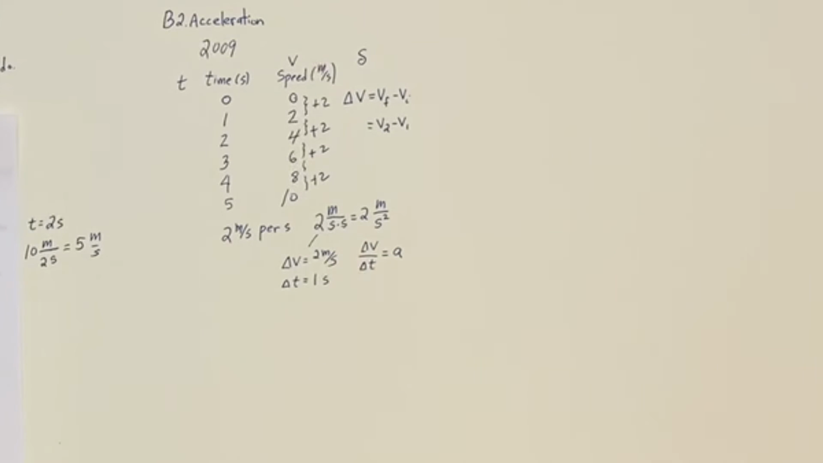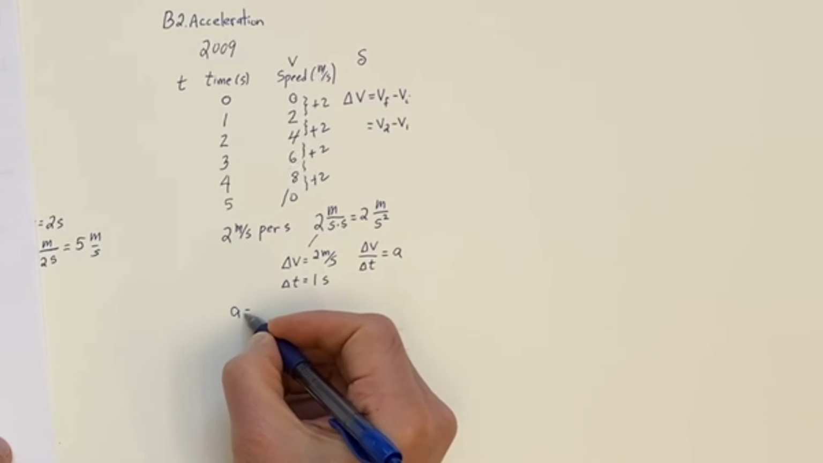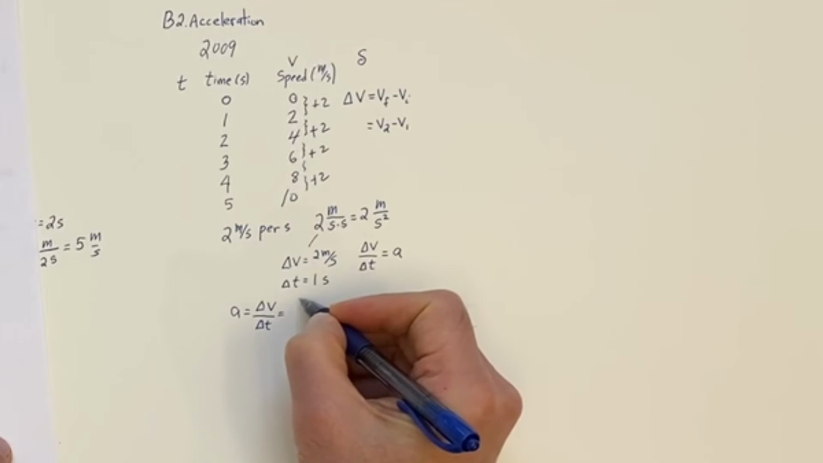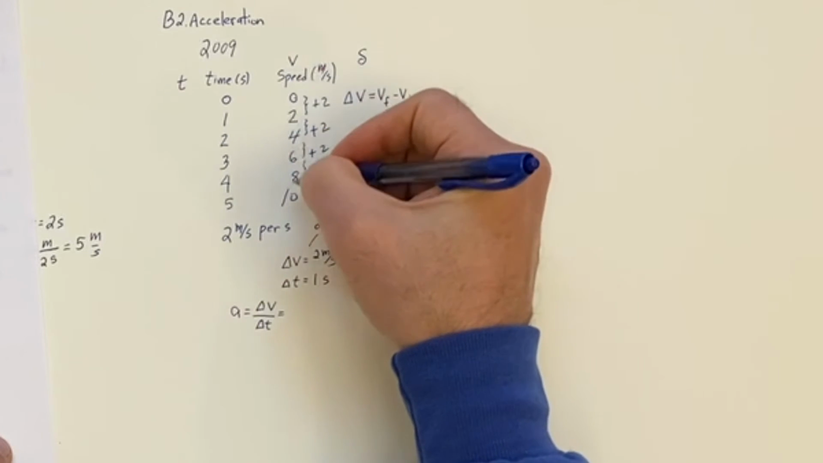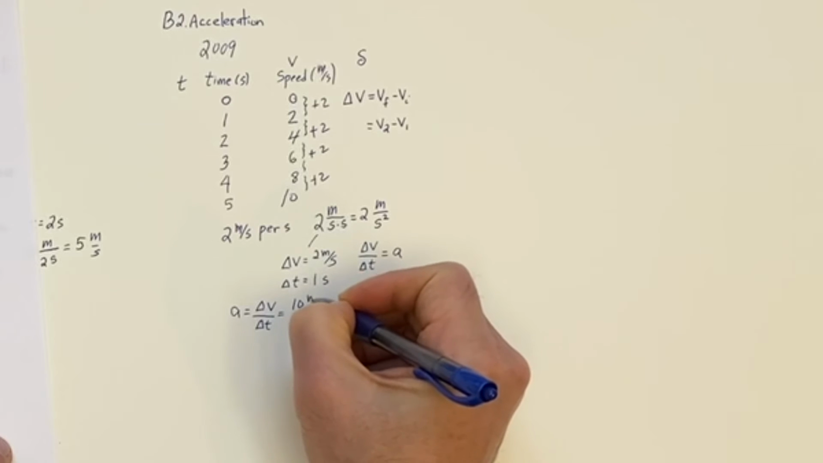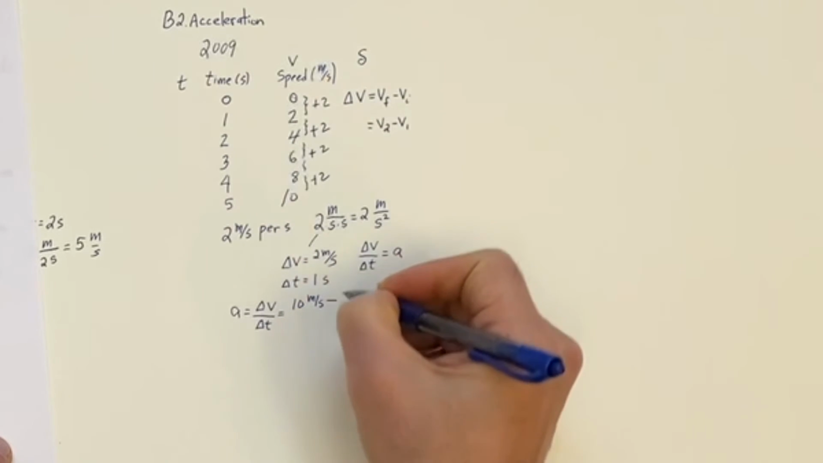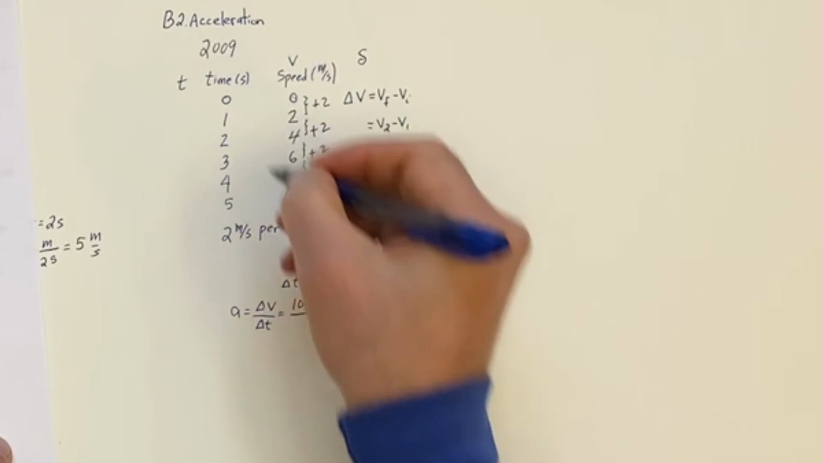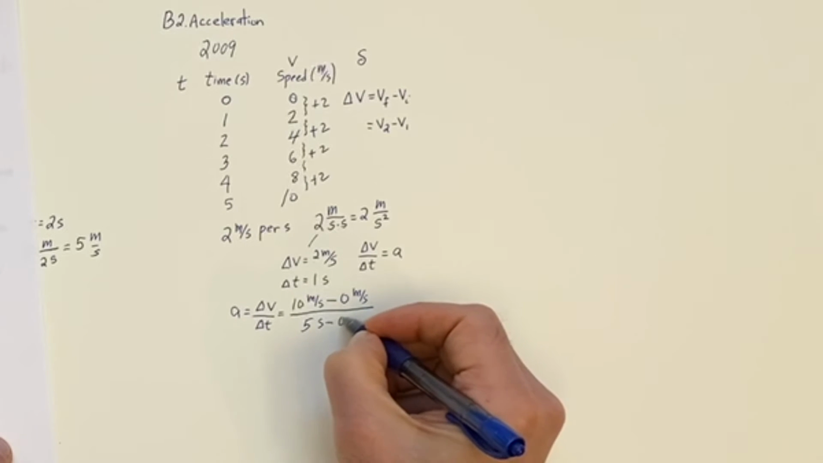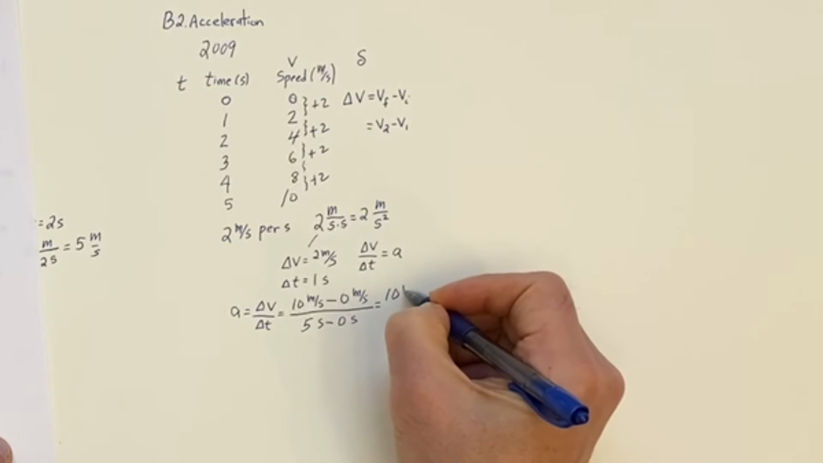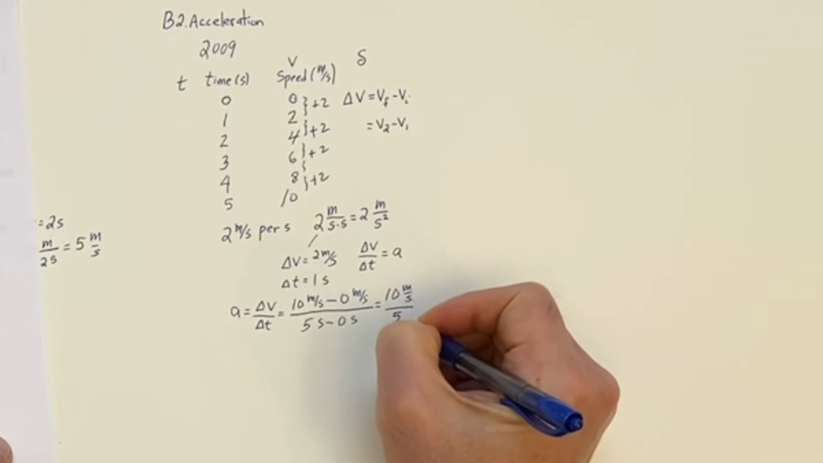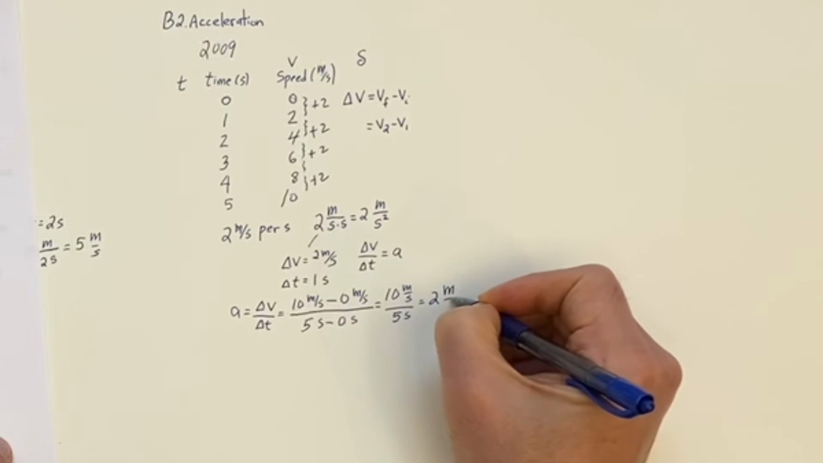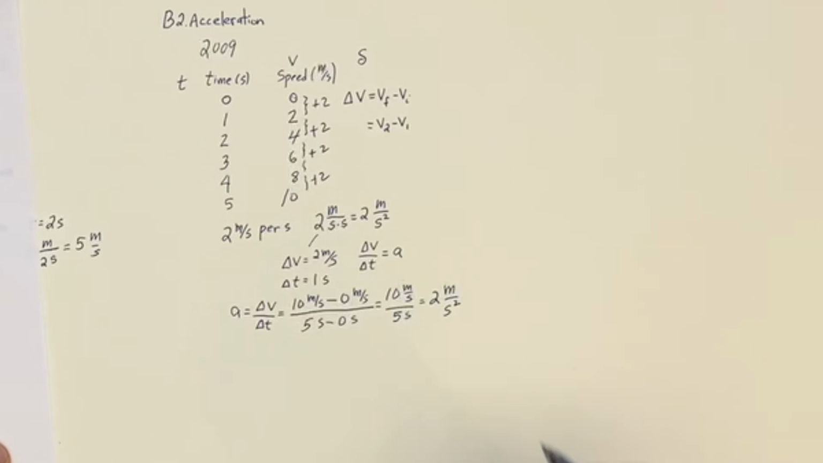and by taking delta v divided by delta t, that's our concept of acceleration. So we can write this out formally as the acceleration is the change in velocity over the change in time. And here, since it's constant, we can take the final one, the 10 meters per second, and subtract 0, the initial one, and then 5 seconds minus 0 seconds. And this is 10 meters per second per 5 seconds, which reduces to the same answer we got before, 2 meters per second squared.